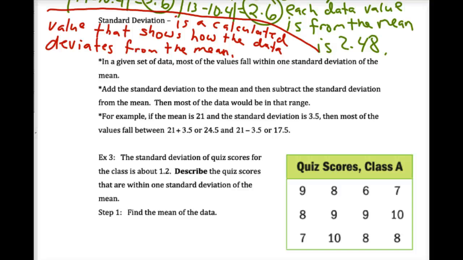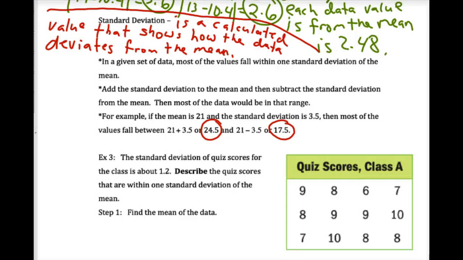Here's how we're going to do it. Add the standard deviation to the mean, and then subtract the standard deviation from the mean, and most of the data would be in that range. For example, let's say the average is 21, and the standard deviation is 3.5. Then most of the values fall between 21 plus 3.5, which is 24.5, and 21 minus 3.5, which is 17.5. All the numbers between 24.5 and 17.5 are within one standard deviation of the mean.